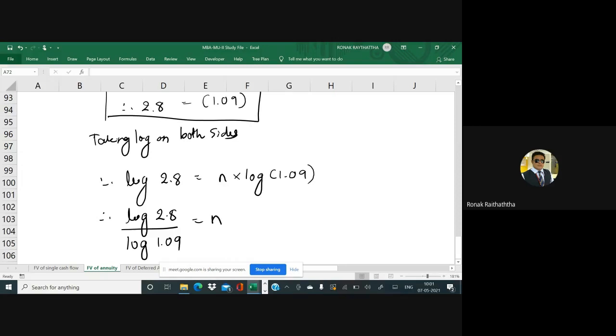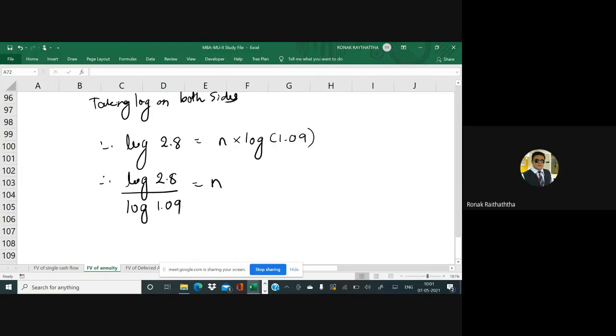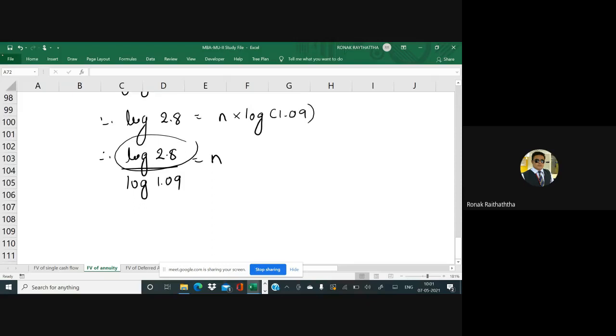equal to n. And some people would just cancel the log from this, 2.8 divided by 1.09. Oh my friend, that doesn't work. Log is there with some calculation, so we need to find the log of 2.8. You can't just remove the log and write 2.8 divided by 1.09. Okay, let's move ahead. So log of 2.8 is to be found by using the log table.